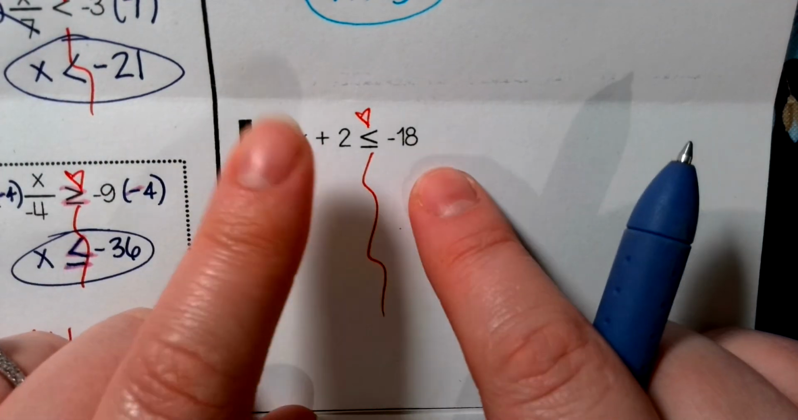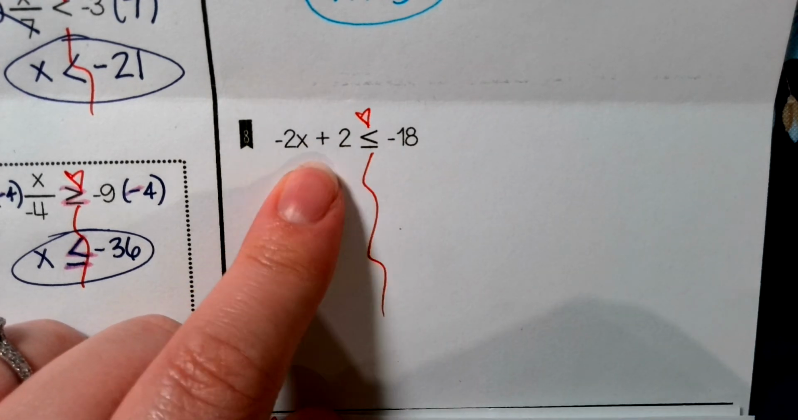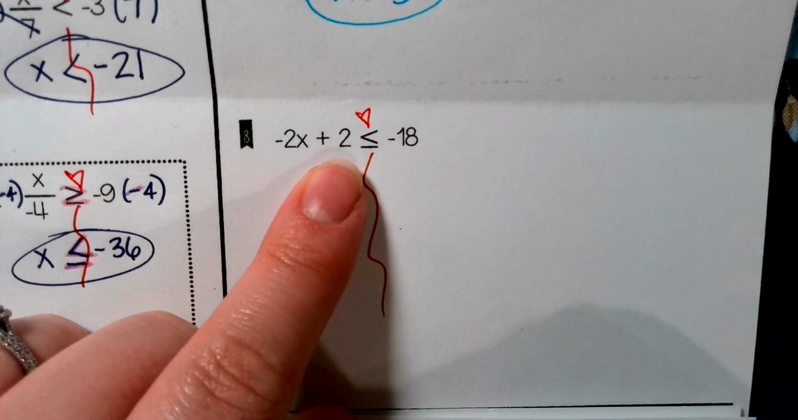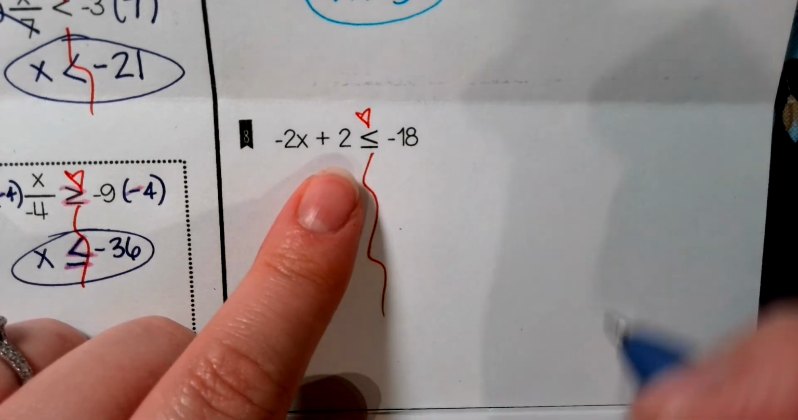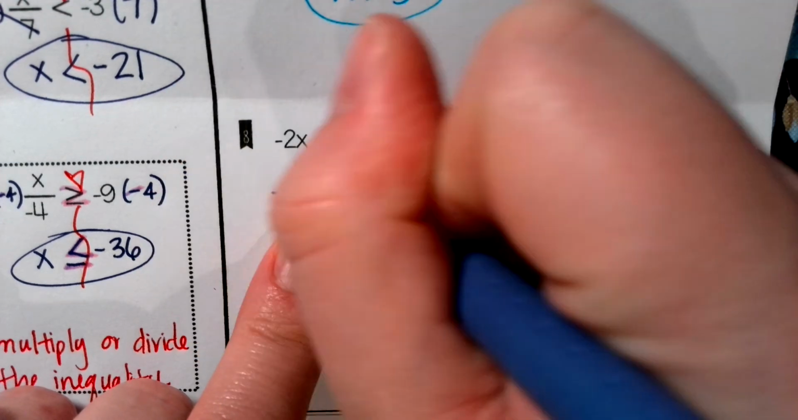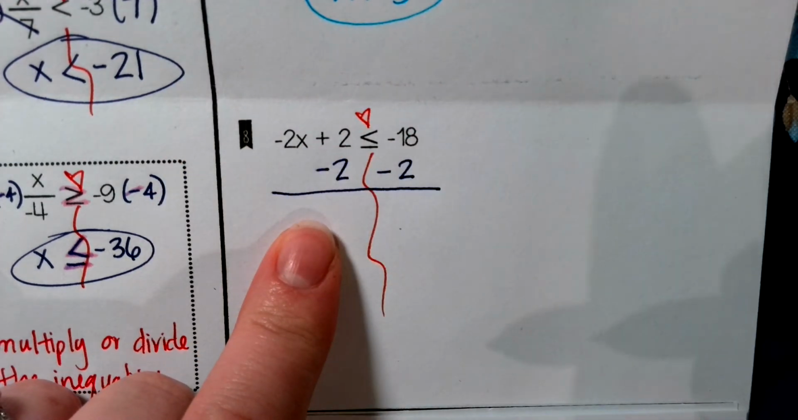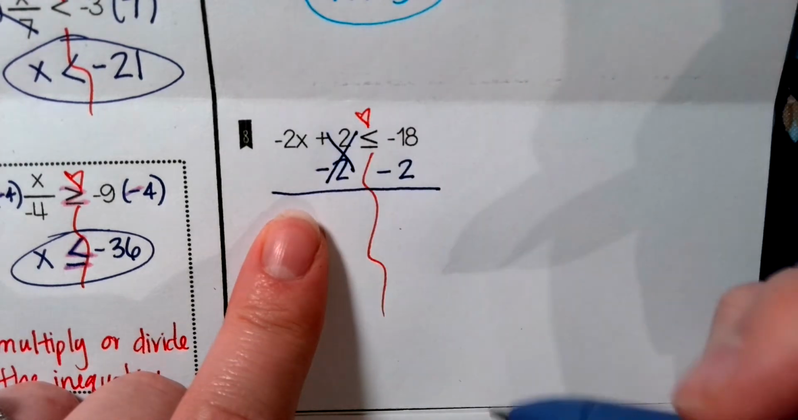So again, do we start on the side with or without the variable? We start on the side with the variable and the number without the variable. So the first thing I want to do is get rid of that 2. How am I going to get rid of that 2? Subtract 2 from both sides.